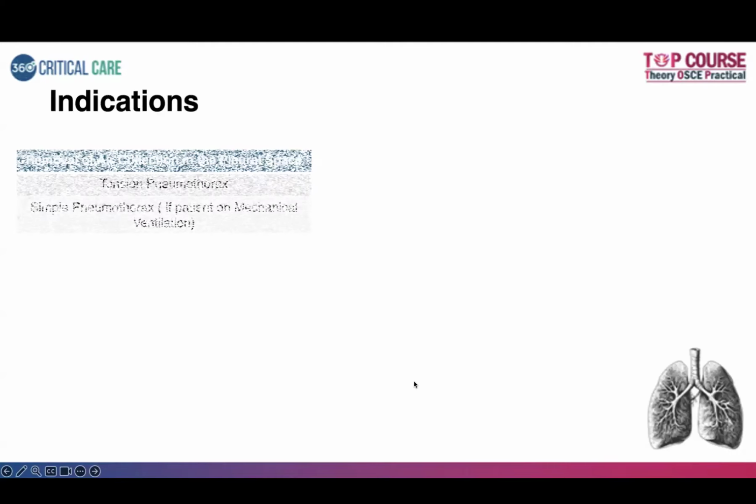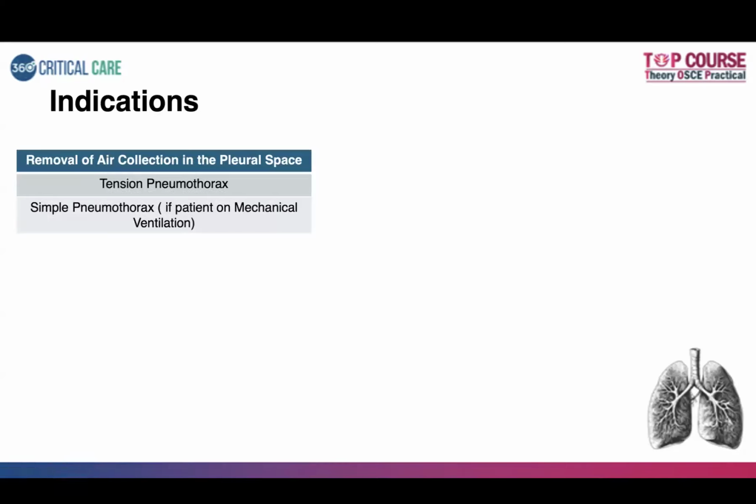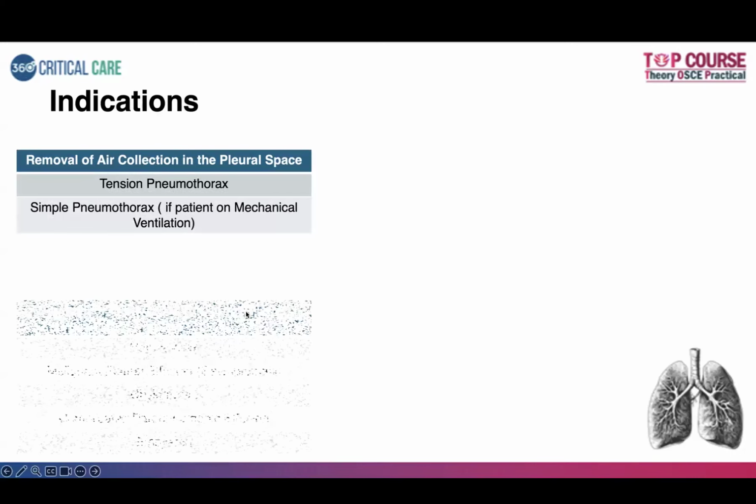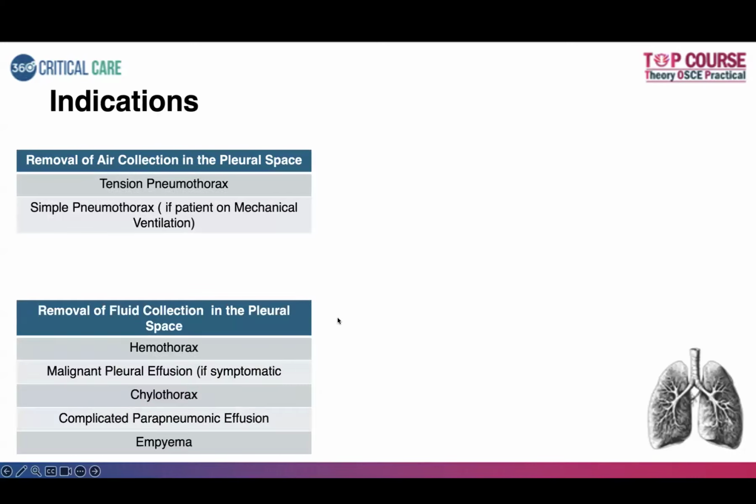So, coming to the indications, one, to remove air collections in the pleural space, like in tension pneumothorax or a simple pneumothorax if the patient is on mechanical ventilation. Or to remove fluid collection in the pleural space, like in hemothorax, a malignant pleural effusion if symptomatic, chylothorax, a complicated parapneumonic effusion, or an empyema.